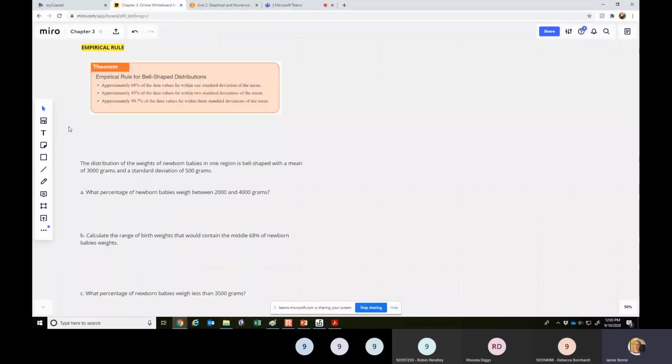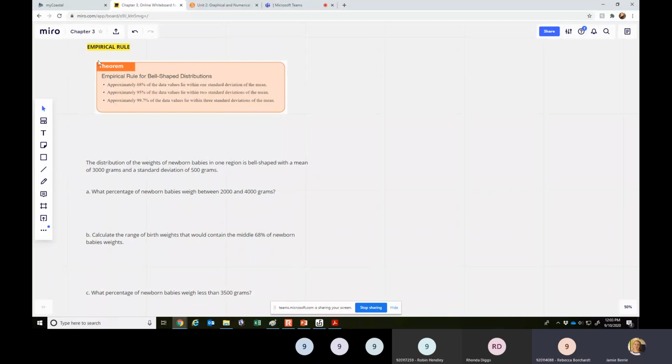All right, so we are finishing up section 3.2, which was measures of dispersion. The last 2 things we need to talk about are the empirical rule and also Chebyshev's theorem. So we're going to start off with the empirical rule, which is maybe a little bit easier. The empirical rule only works for bell-shaped distributions. So what that means is distributions that look like this. The shape of the distribution has to look like this.